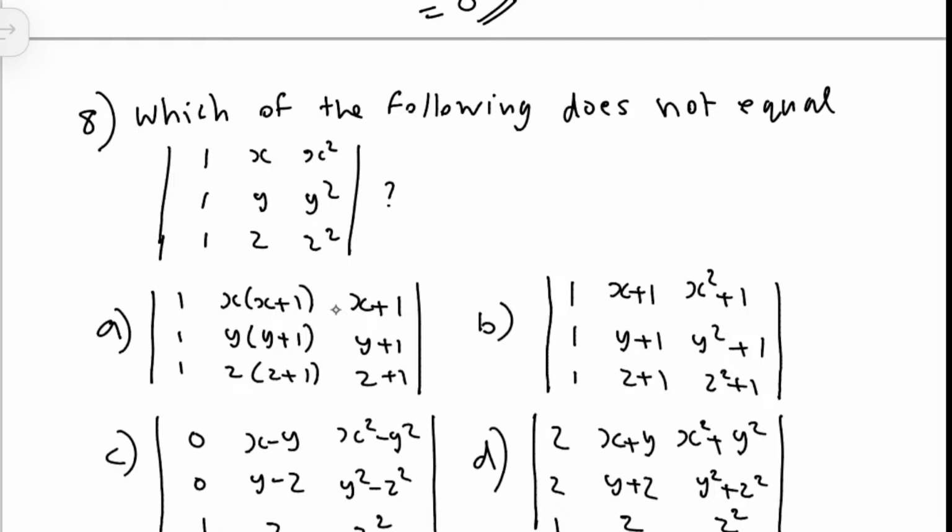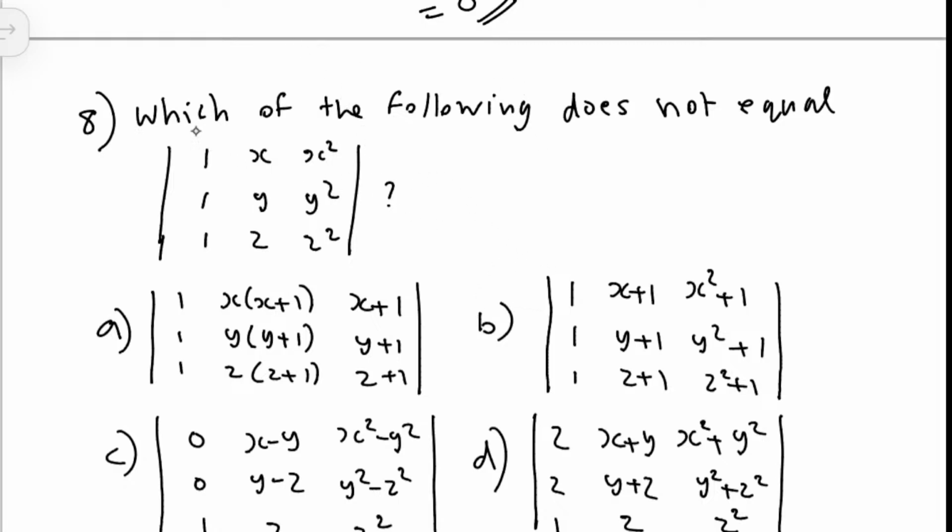Here we have to check which of the following is not equal to this one. To understand this, we have to understand one concept: row and column operations on a matrix do not change the determinant value of that matrix. That's the only concept we need to know. I think the first option looks a little complicated, so I am skipping to the second option.